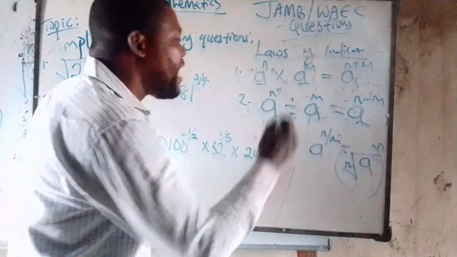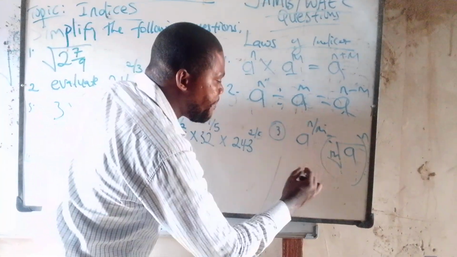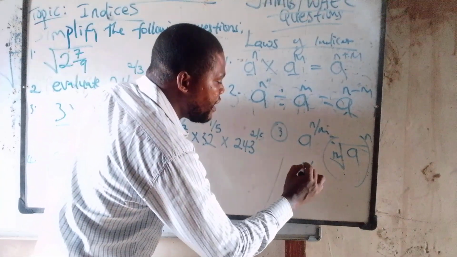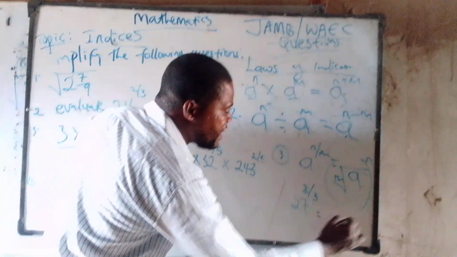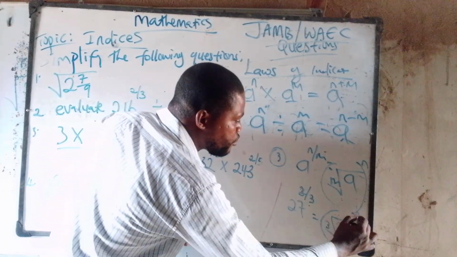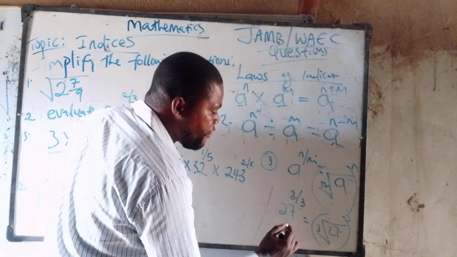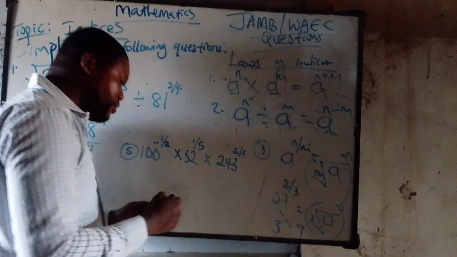So if I have something like this, let me say 27 raised to the power of 2 over 3, it means that I have to take the cube root of 27, all raised to the power of 2. Cube root of 27 is equal to 3. 3 raised to the power of 2 is equal to 9. That's how it's supposed to be.